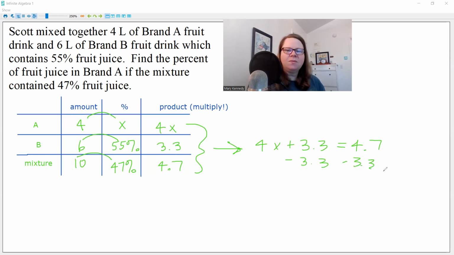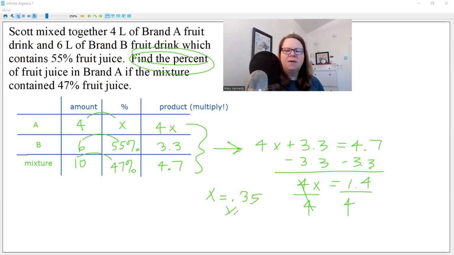3.3, subtract that from both sides, you get 4x equals 1.4. Divide both sides by 4, and you get x is 0.35. It does ask you to find the percent, so you multiply that by 100, and that answer is 35%.